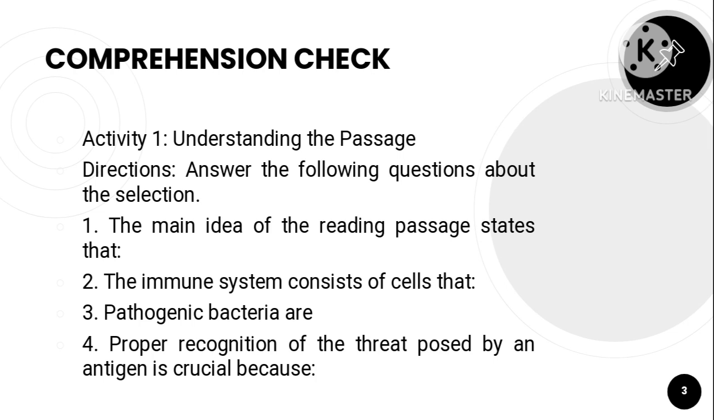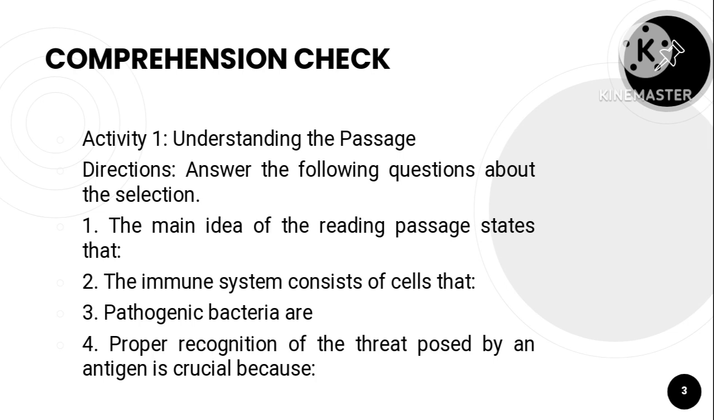After defining the main topic, next we have the comprehension check. Comprehension check is about the reading passage. These are a set of activities that check if the students really understand the passage given in the input. Here we have an example. In activity 1, understanding the passage, the directions are: answer the following questions about the selection. We have questions here.